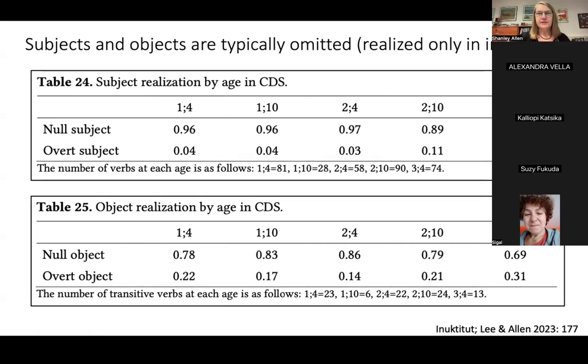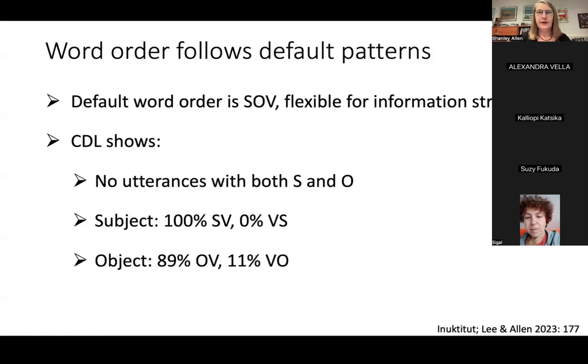Okay, so we looked at subjects and objects. This is the pattern we found. Then we looked at word order, because we thought that would be interesting. And we found that it follows the default pattern. So Inuktitut has default subject, object, verb word order, which is typical for many languages of the world. And it also has flexible word order for various information structure things. So you find all the different possible word orders.